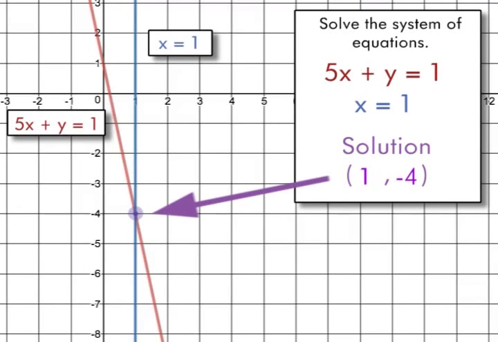And what I can see is that if I substitute those numbers into both equations, it makes both equations true at exactly the same time. And that is the solution to a system. It's that point which makes all of the equations or inequalities in the system true at the same time.